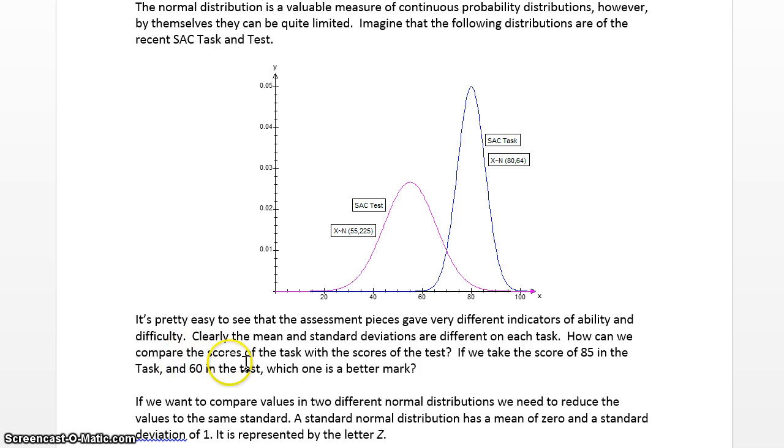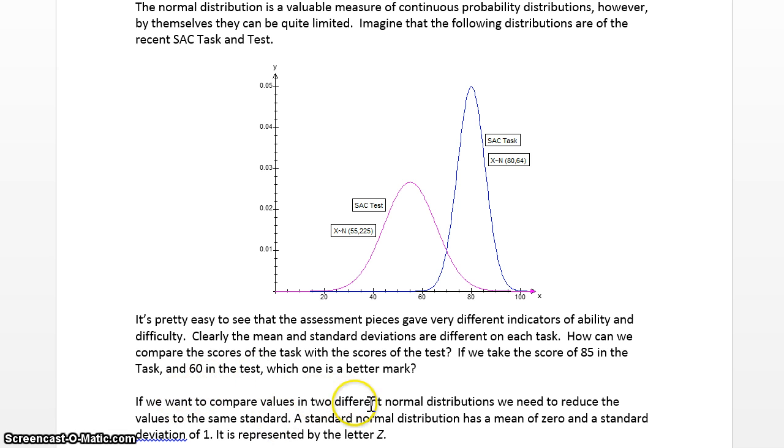How can we compare scores of the task with the scores of the test? So for example, if you take the score of 85 in the task and 60 in the test, which one was a better mark? Or maybe what I really want to ask is, which one beat more people? Did 85 out of 100 in the task beat more people, or did 60 out of 100 in the test beat more people? That's essentially what we're asking. It's very difficult to compare because they're different standard deviations, different means. Both of them are only 5 marks more than the mean, but the standard deviation makes a difference, and that's what we want to compare today.